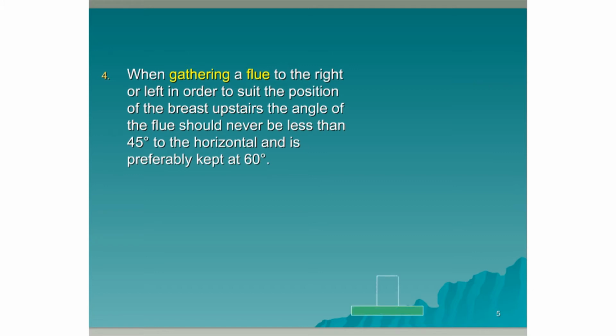We have our throat unit, and then we start off with our first straight flue liner. Next we place our first splay. Then we place our second splay. This will accommodate gathering the breast over to the right hand side up into the room above. So the angle is to be kept no less than 45 degrees.